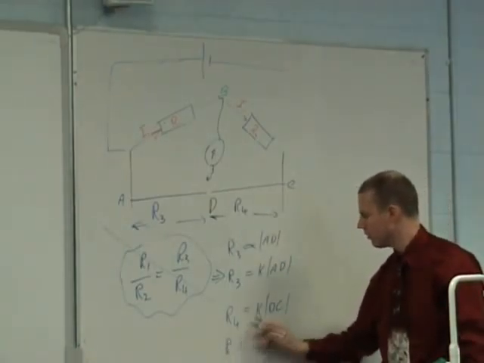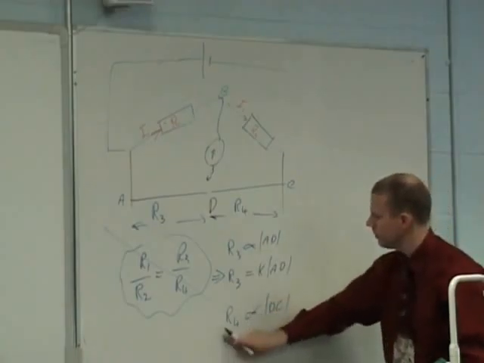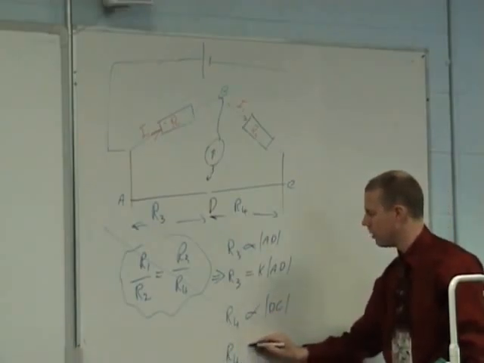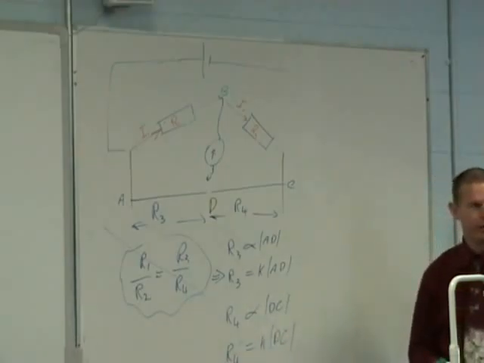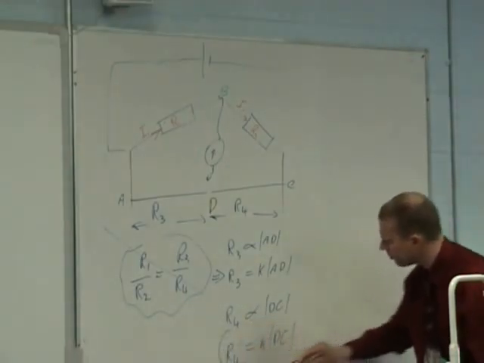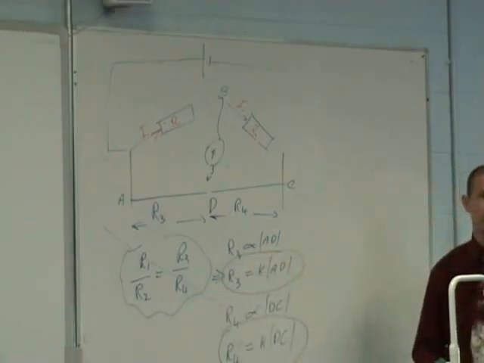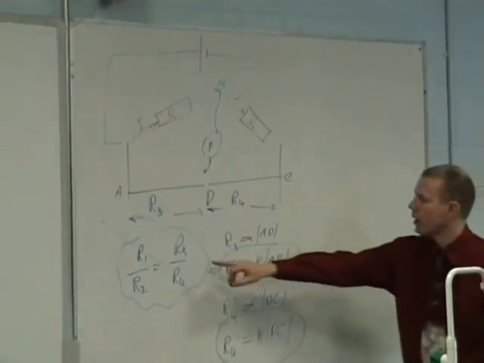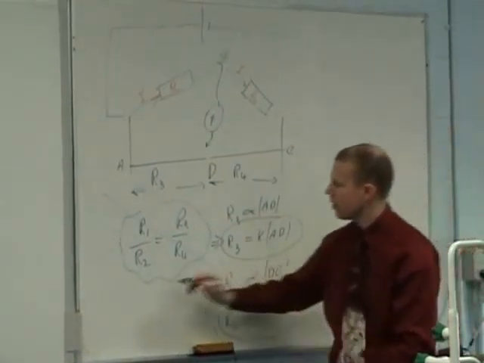So R4 equals K times DC. I should have said it's proportional to DC. Therefore, R4 is equal to K times DC. Okay, so far? This bit is important. Again, I don't think you'll have to remember it, but you will have to use the next line we're going to finish up with.